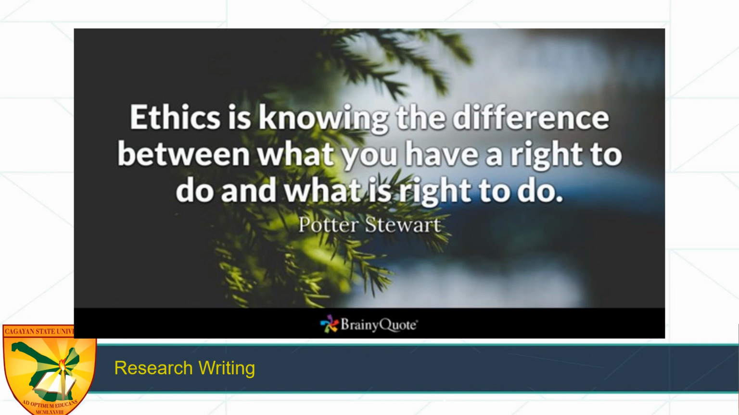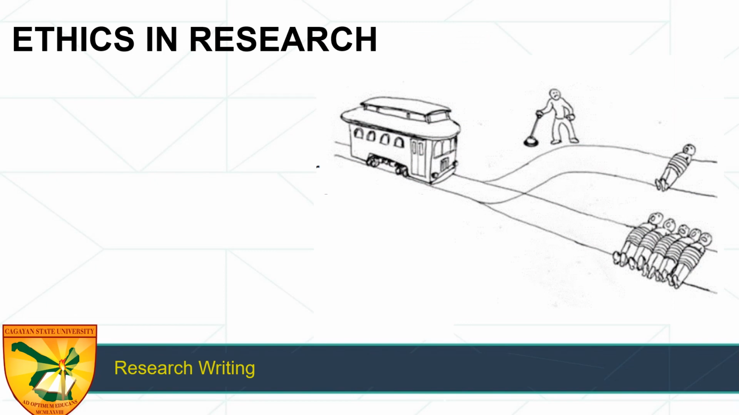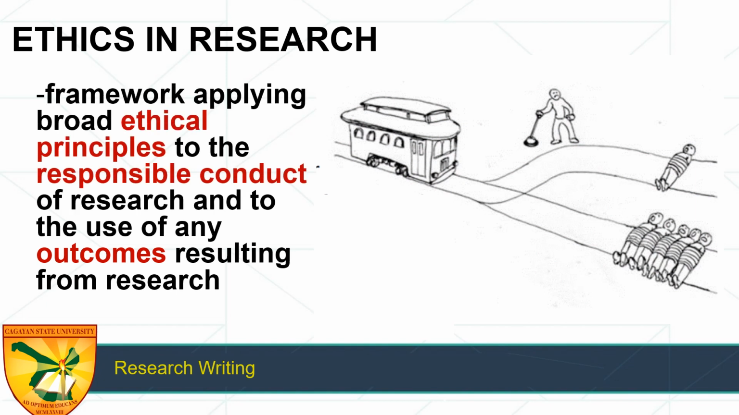According to Potter Stewart, ethics is knowing the difference between what you have a right to do and what is right to do. Ethics in research. So why ethics? Ethics is moral behavior. Our focus here now is on the research participant. We also consider community and environment in ethics. So it is the framework applying broad ethical principles to the responsible conduct of research and the use of any outcomes resulting from this research.